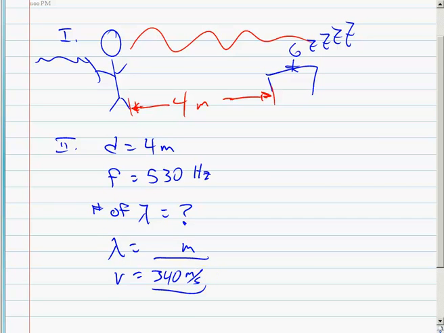Next, step 3. How do you know which equation to pick? Real easy. Just pick the one that relates the knowns to unknowns. I want to know wavelength. I know velocity is 340. I know frequency is 530. We can use equation.